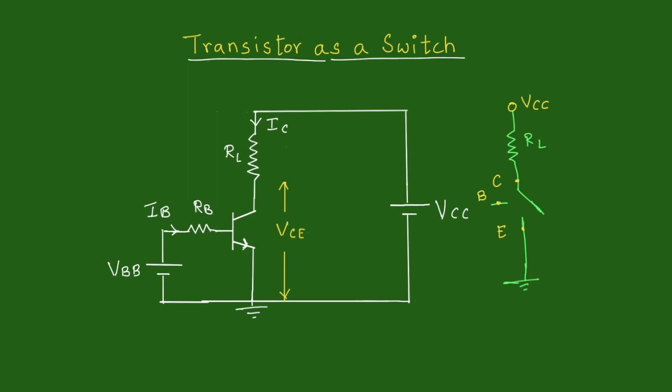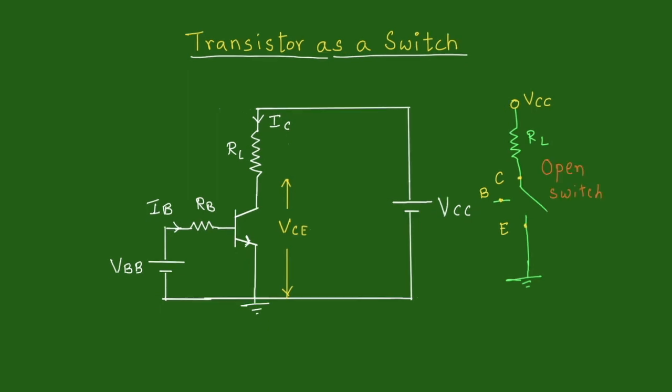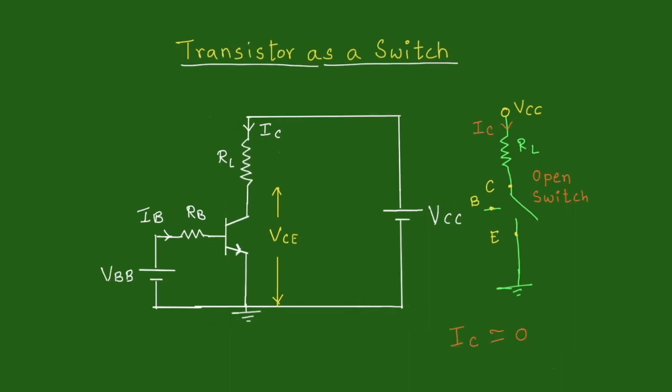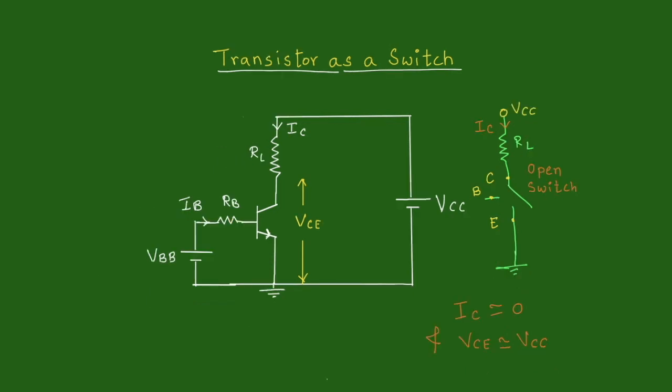Whereas if the switch is open, there won't be any connection between collector and emitter. That means there will be very large resistance between collector and emitter, and the collector current will be equal to 0, as there is no path for it to flow continuously up to the ground. This zero collector current will not develop any potential difference across RL, and hence the collector will be at the same potential level as the power supply VCC, giving us VCE equal to VCC.